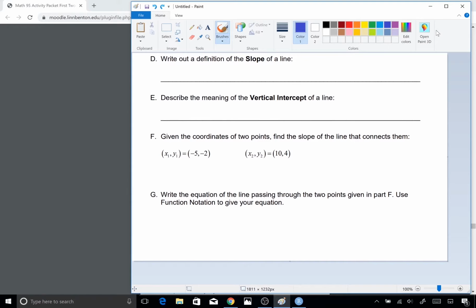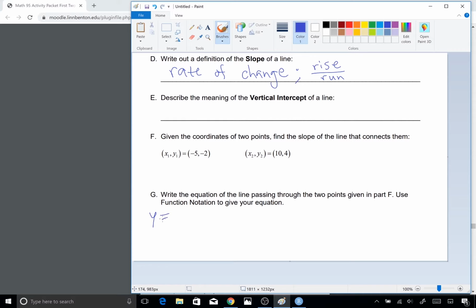Write out a definition of the slope of a line. It's the rate of change. It can also be thought of as rise over run. The slope is telling us that a change of 1 in x will change y by m.